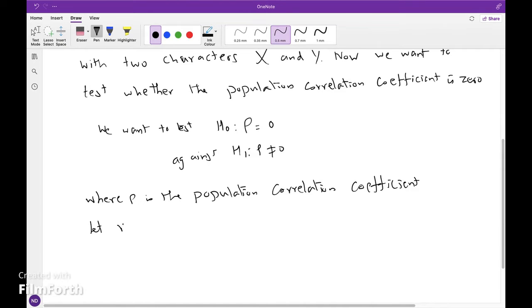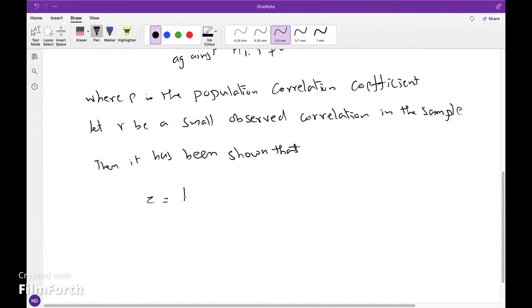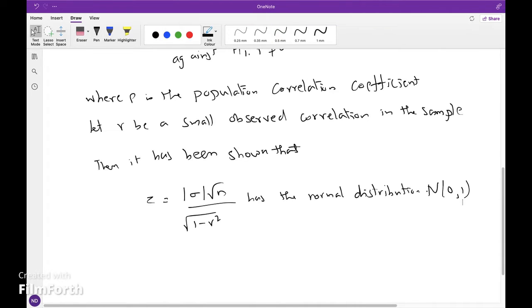Let r be a small observed correlation in the sample, then it has been shown that z equal to the square root of n divided by square root of 1 minus r squared has the normal distribution N of 0, 1.